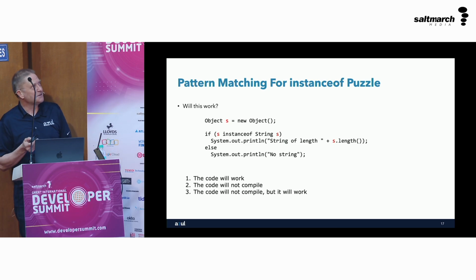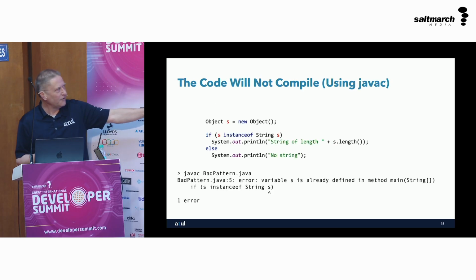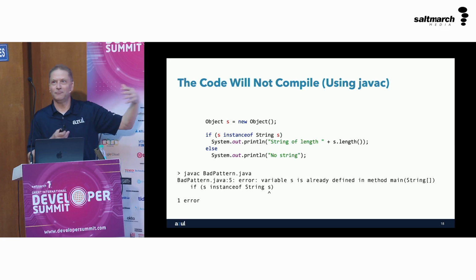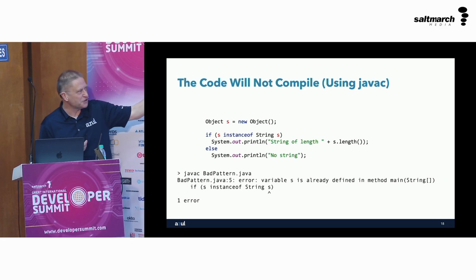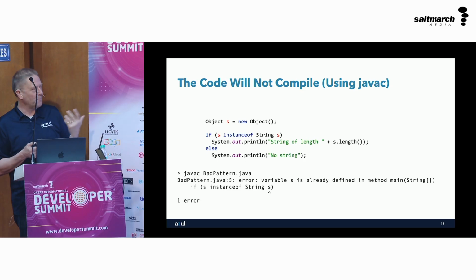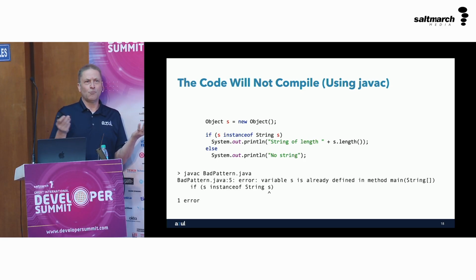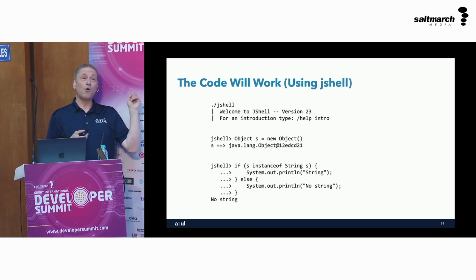So the answer is that the code will not compile. If we put this into our IDE, into IntelliJ or whatever, and we try and compile this, what we'll see is an error message from javac, and it will say, no, can't do that, because variable S is already defined in method main. So you look at that and you think to yourself, well, okay, that's great. So how is that a puzzle? Well, the puzzle is that the code will also work.